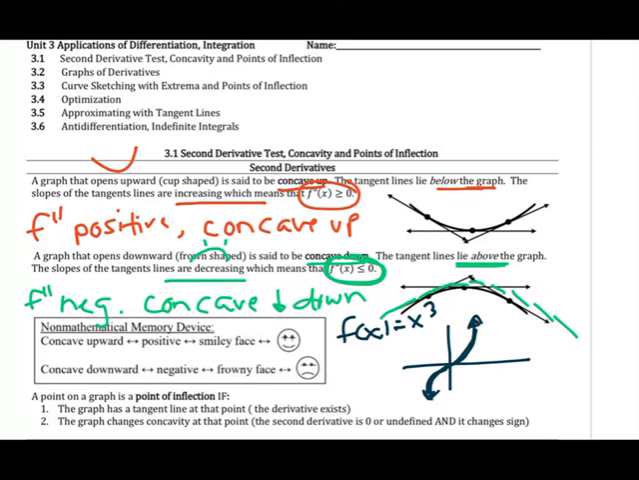And there is a point at which that concavity is changing, and that point has a special name, and that is called a point of inflection, or an inflection point. Sometimes you will see people use IP to abbreviate inflection point.